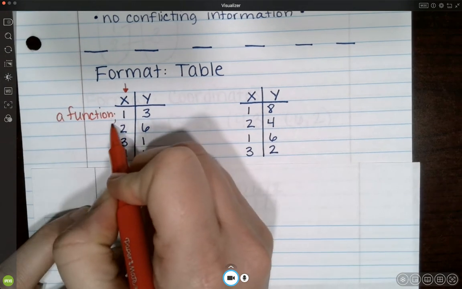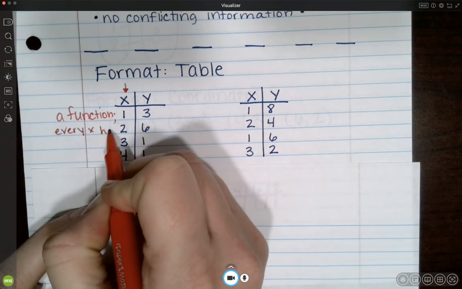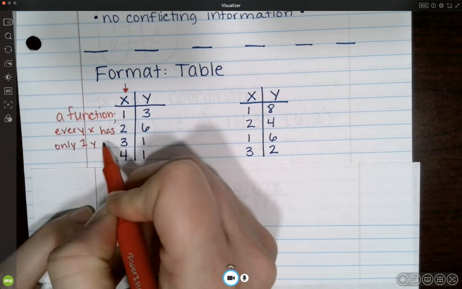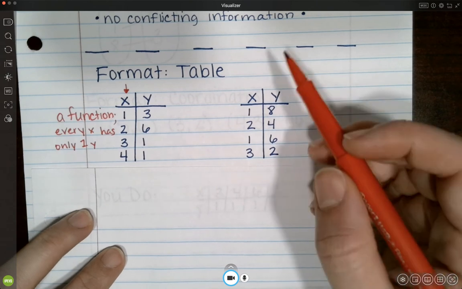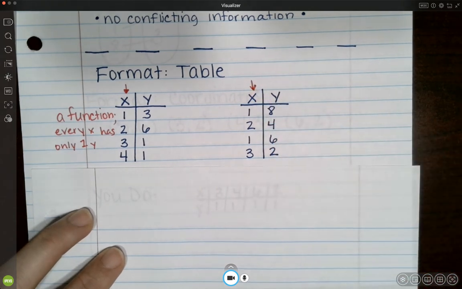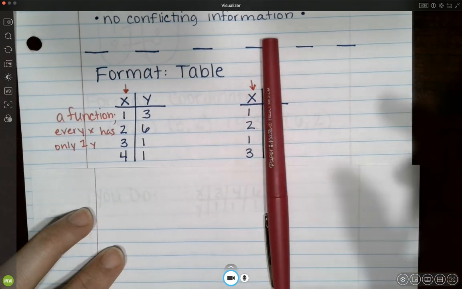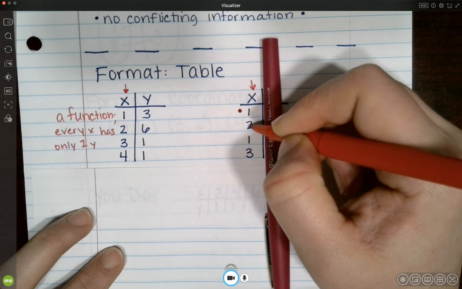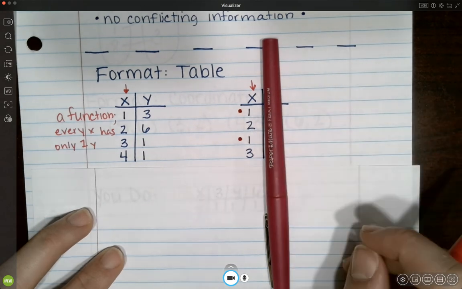And why is it a function? Every X has only one Y value. Now let's take a look at one that's not a function. So here, when I look at the X column again, and I'm only looking at that column, we're going to cover up this other half. I have the number 1, I have the number 2, I have the number 1 again, and then I have the number 3.